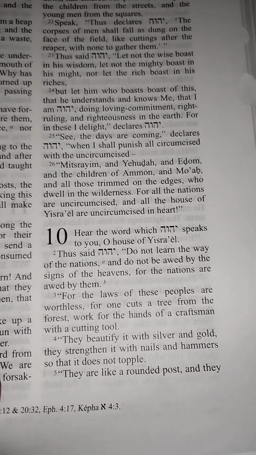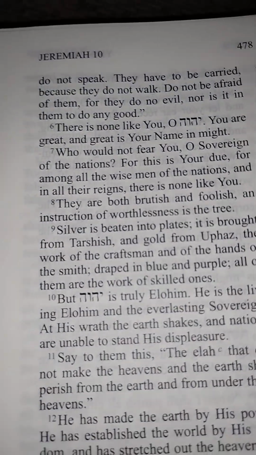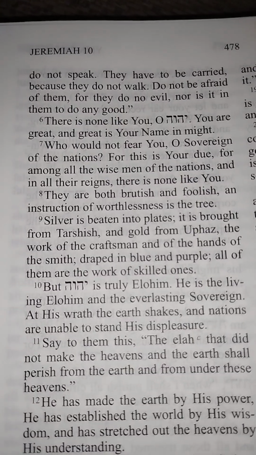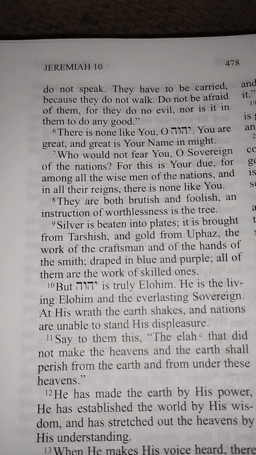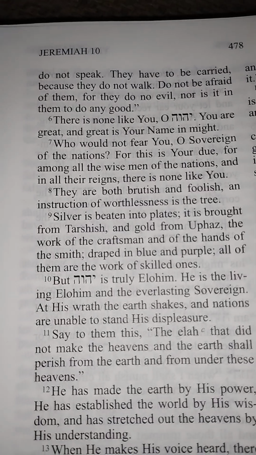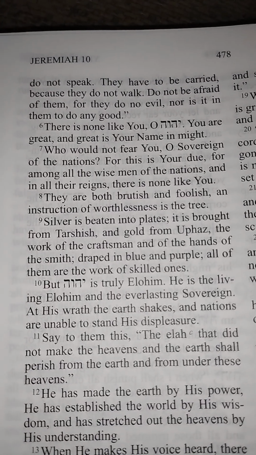They are like a rounded post, and they do not speak. They have to be carried because they do not walk. Do not be afraid of them, for they do no evil, nor is it in them to do any good. There is none like you, O Yahweh. You are great, and great is your name and might. Who would not fear you, O sovereign of the nations?